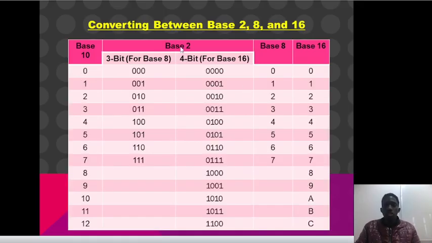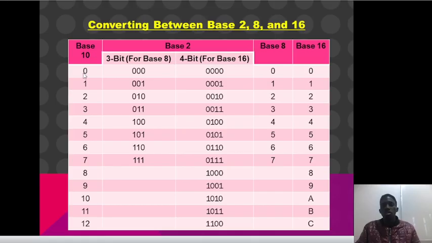Now if you look at base 2, you have two columns. The 3-bit column is used for base 8 conversions and the 4-bit column is used for base 16 conversions. We'll employ this shortly, but let's just get the basic concept.